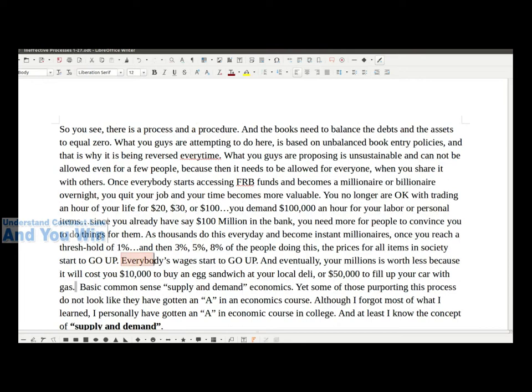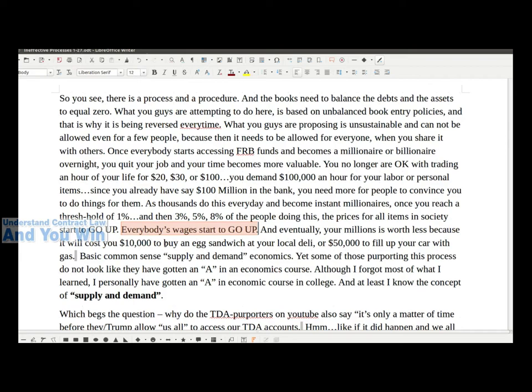Eventually, your millions of dollars will be worth less, because it will cost you $10,000 to buy an egg sandwich at your local deli, $50,000 to fill up your car with gas. Basic common sense supply and demand economics.